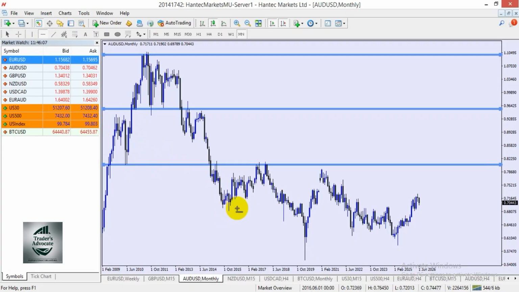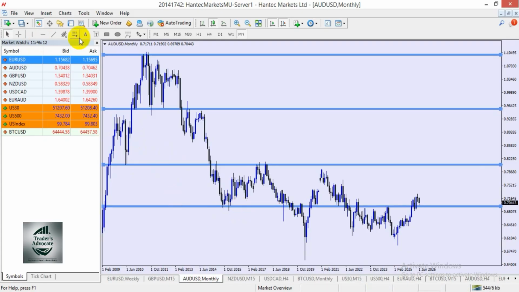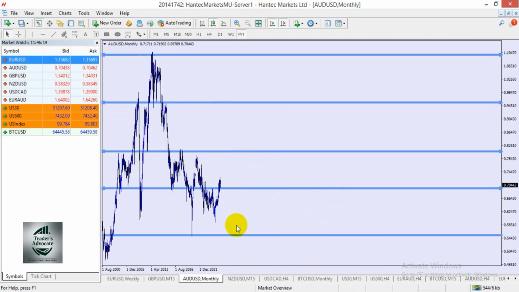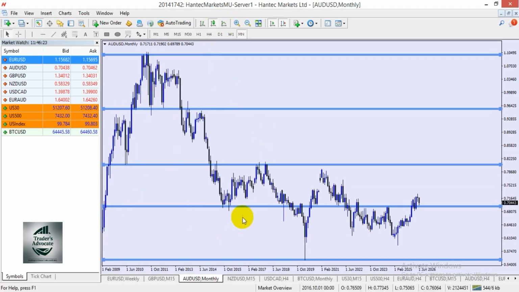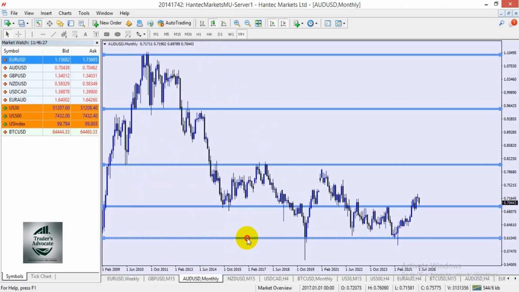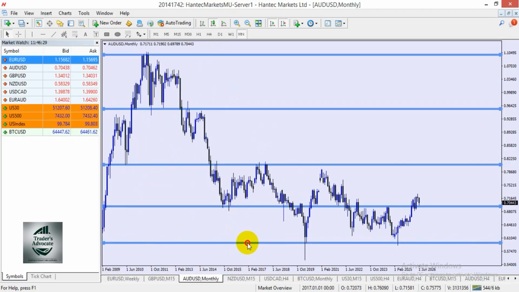Don't worry, I'm going to explain all of this. It's not that difficult, guys. Sometimes you need to zoom out so you can actually see the level properly. So this is a level right here, but I can also keep account of this other level too. So if I take the wick of this one, this makes sense.